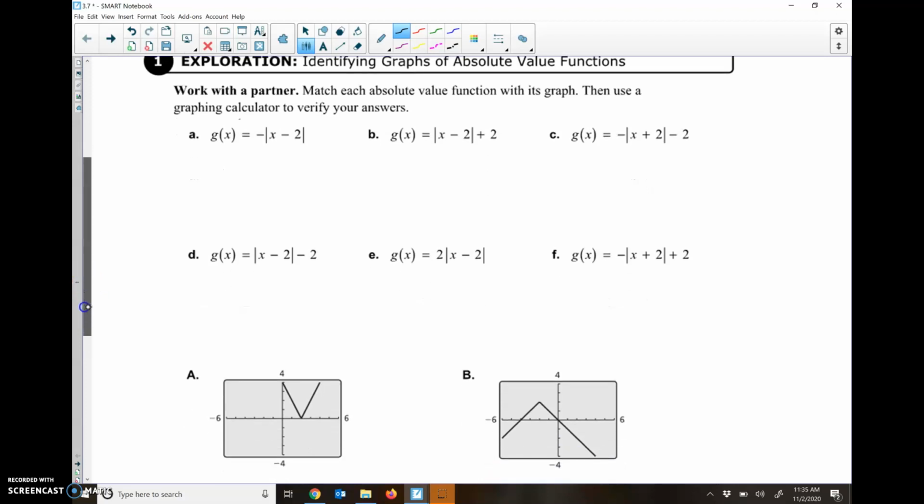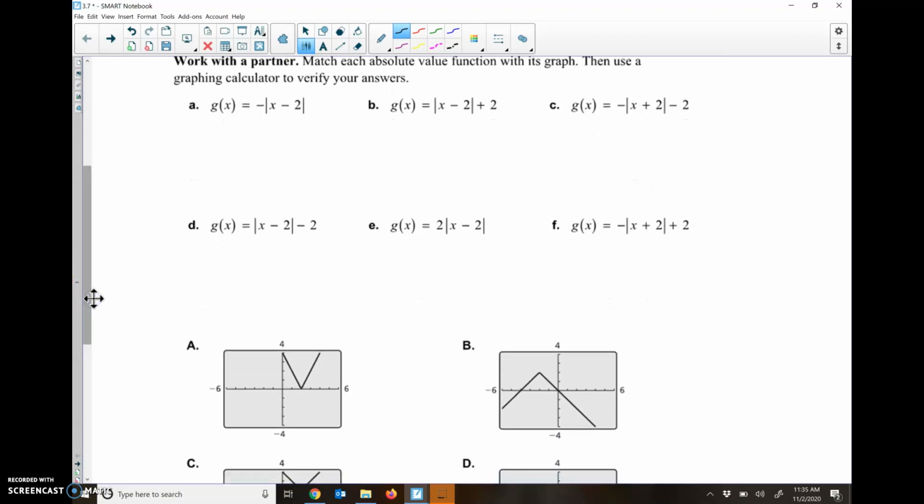All right, so if we look here, we have 6 ones that are all pretty similar. They all have either a negative or a positive. They have a -2 or a +2. Sometimes that -2 is in front, sometimes that -2 is behind the absolute value bars. So what does that all mean?